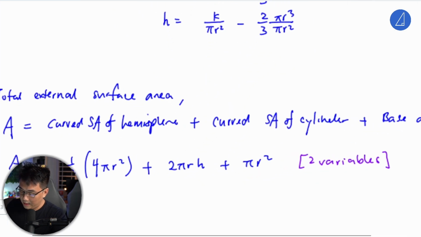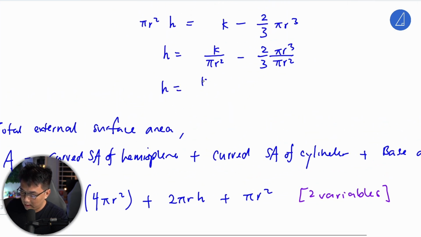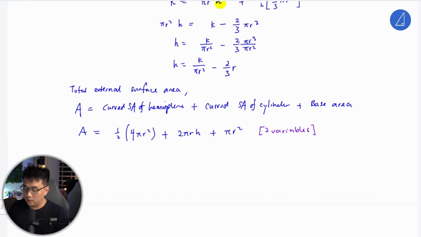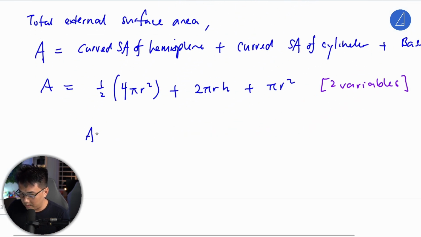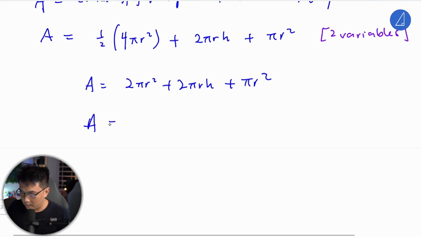So once this is done, I could just simplify this as k over pi r square minus 2/3 r. Great. Now for the area, what we could do is just substitute 1 into 8. The area could be simplified again, just 2 pi r square plus pi r square. So this is 2 pi r h. Then A would just be 3 pi r square plus 2 pi r h, right?